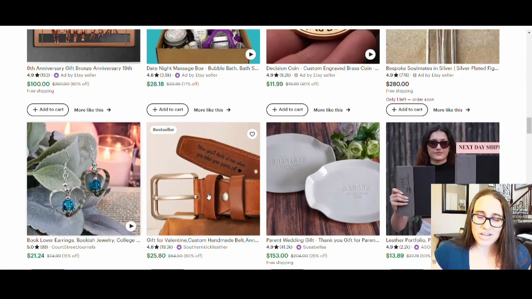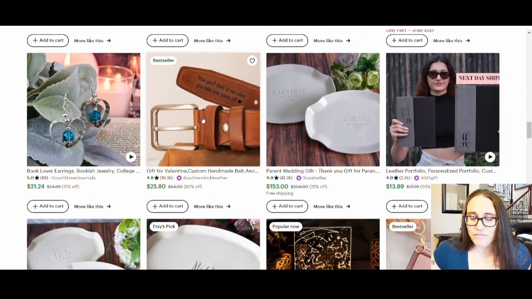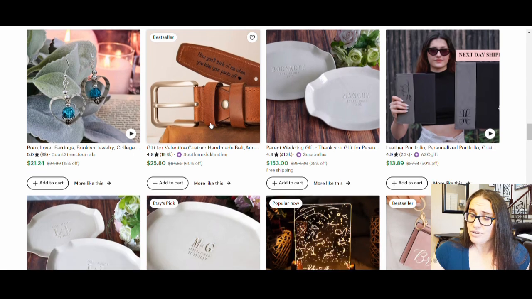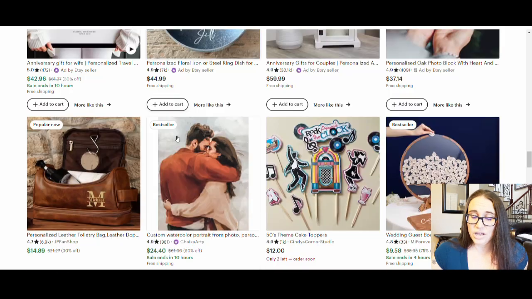Some of the funny ones here, the belt I've seen a few times. It says, now you'll think of me every time you take off your pants. That one I thought was funny, and I've seen it a few times for different companies that do belts. So you can get an idea of what makes good anniversary presents.